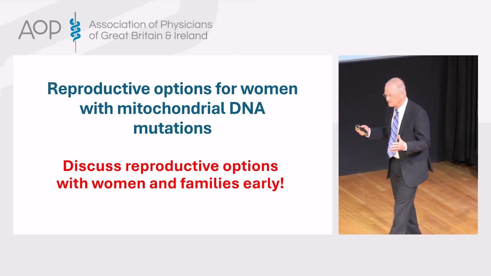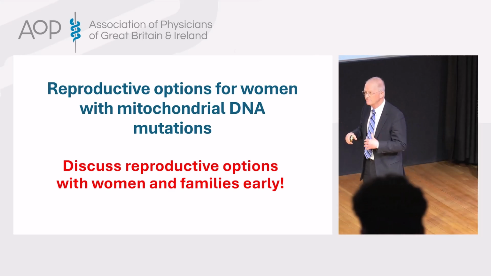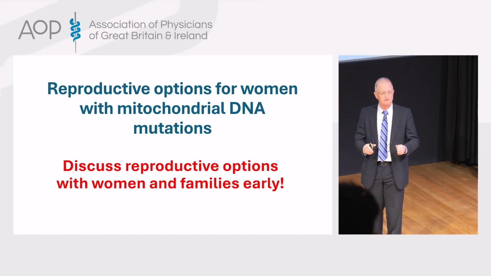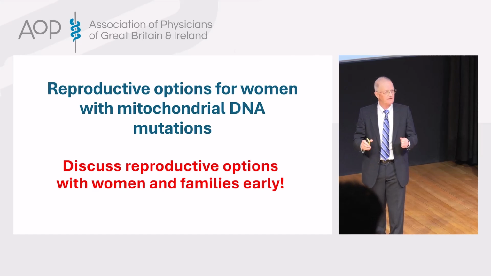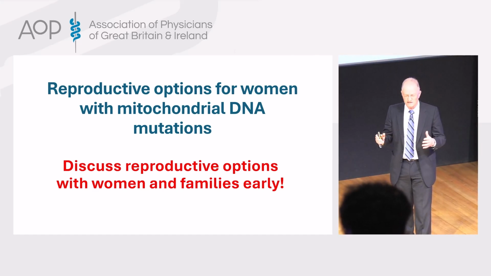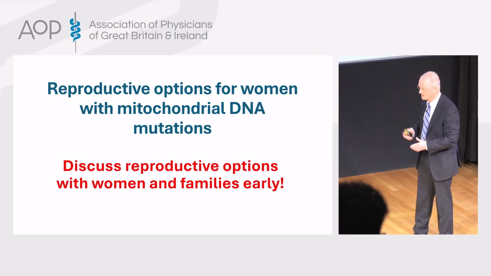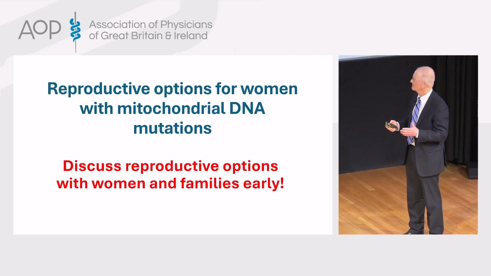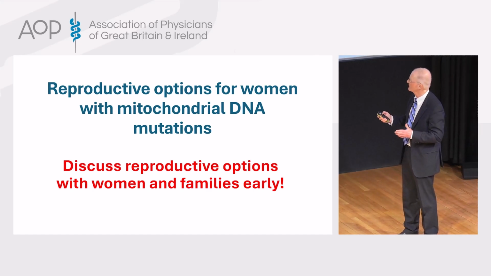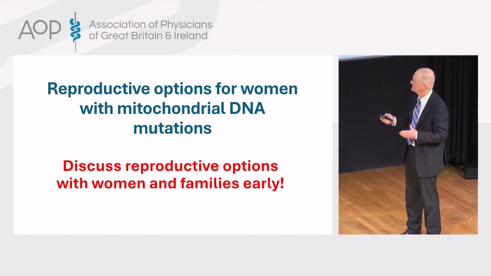I think this is a really important message that's come out of this: discuss reproductive options with women with mitochondrial disease early. I think it's such an important message. And in fact, that slide which shows the curve, we should all think about, or people should think about, having their children earlier rather than later.